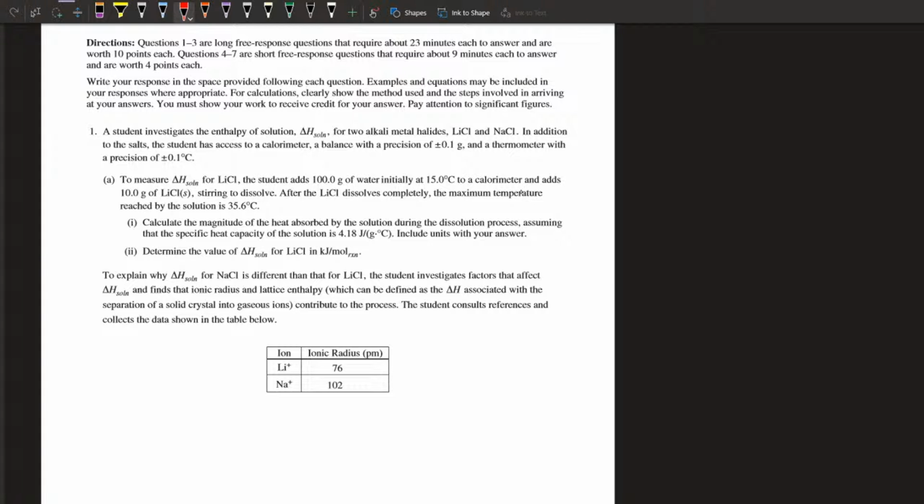Calculate the magnitude of the heat absorbed by the solution during the dissolution process, assuming that the specific heat capacity of the solution is 4.18 joules per gram degree Celsius. Include units with your answer.